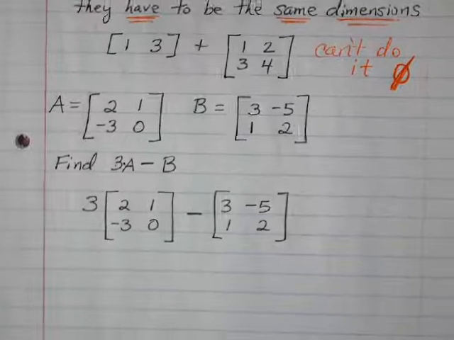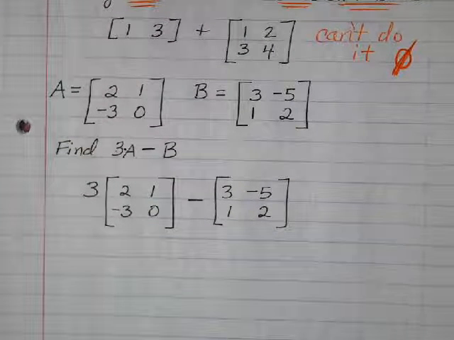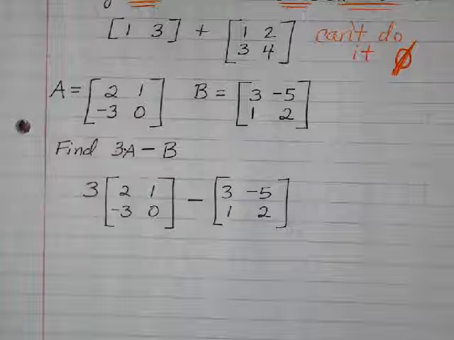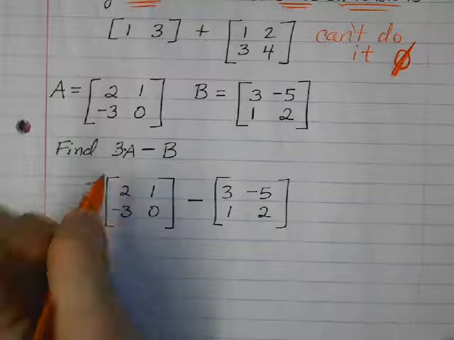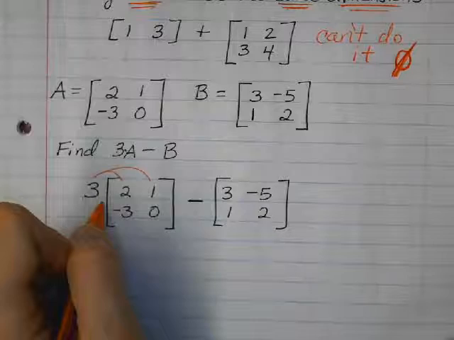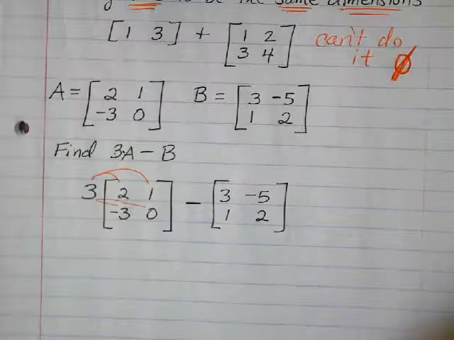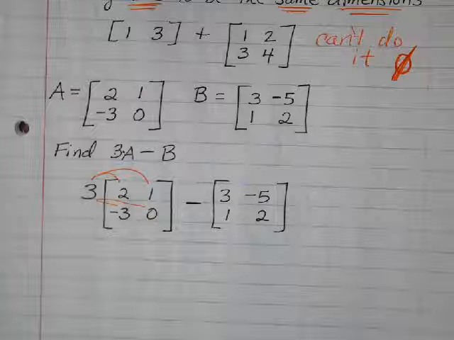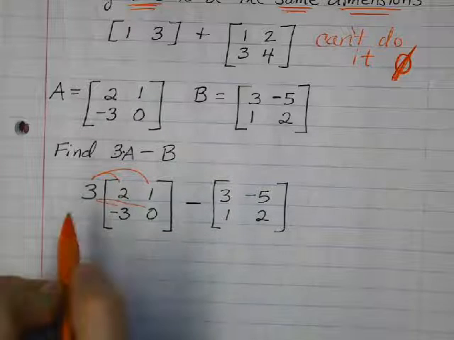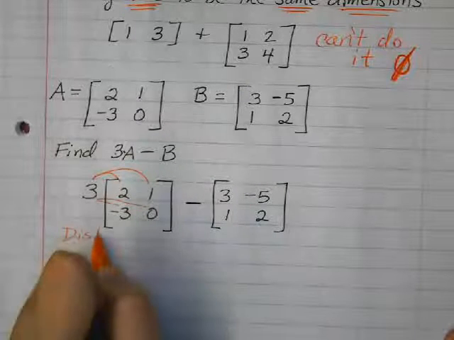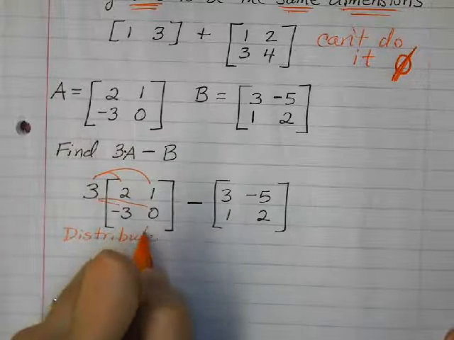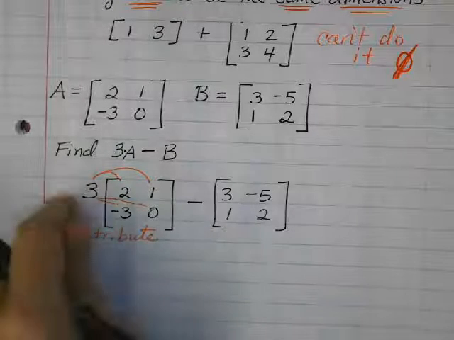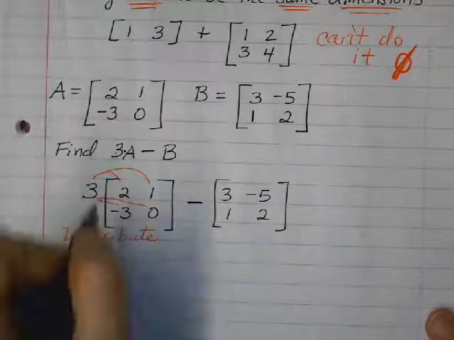Okay, so I know you guys have heard of the distributive property before. This is the distributive property. You're going to have to do 3 times matrix A. You have to multiply everything in matrix A by 3. Everything. Distribute that in, multiplying everything in matrix A by 3. It's kind of weird because there are 4 things in there and you multiply everything in there by 3. All right, so let's do that.